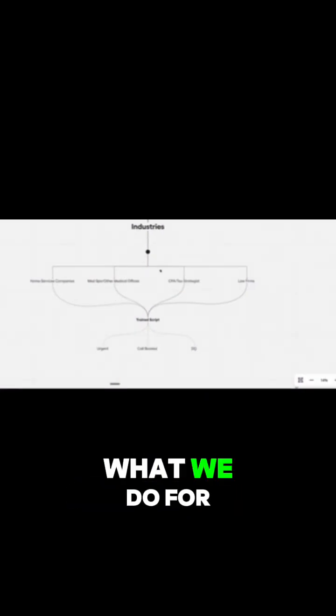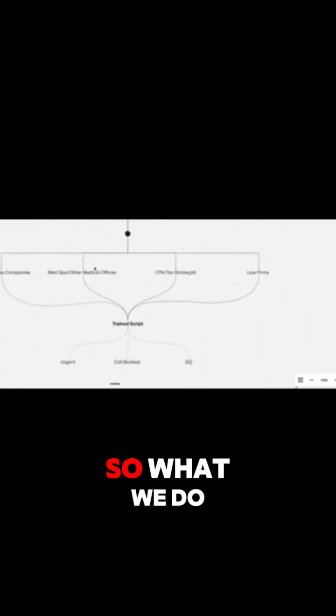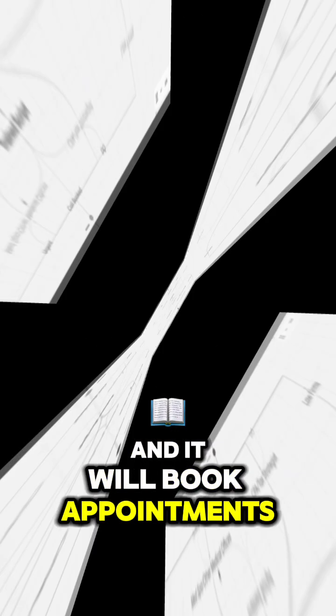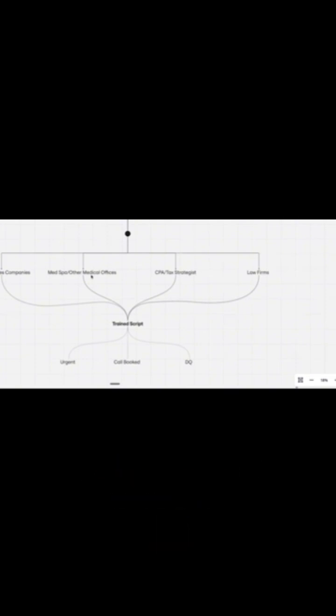Now, if we go over to cold calling, what we do for this is we use AI. We actually just launched this instead of using humans because humans are a pain in the butt when it comes to cold calling, and people are just weak-minded these days. So what we do is we build an AI cold caller, and that is trained on how our company works. So it will dial for us, it will have conversations, and it will book appointments. So the way that works is when someone gets booked through, we get a Slack notification, and then we also get a notification in Notion, which tags them in our CRM. Completely hands off. I don't have to do anything.